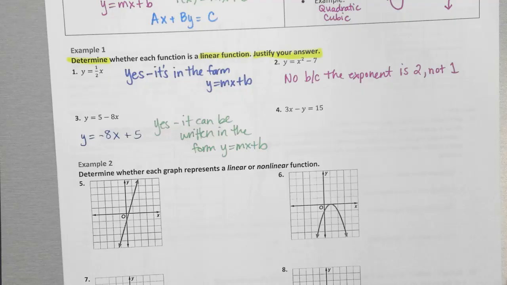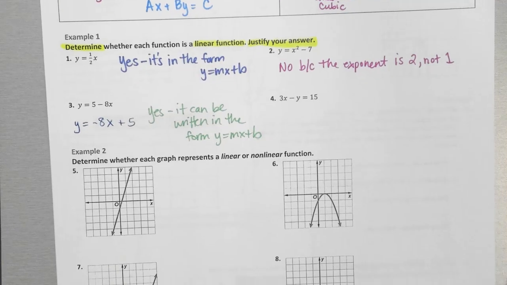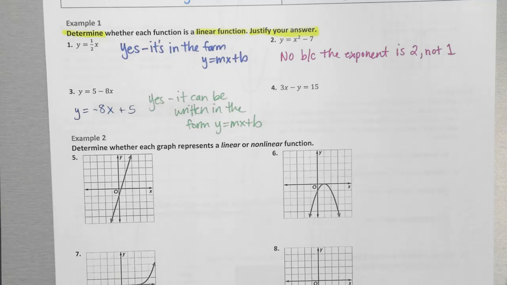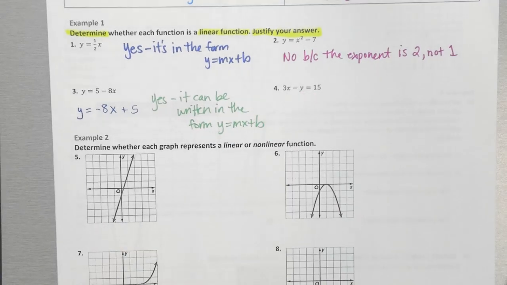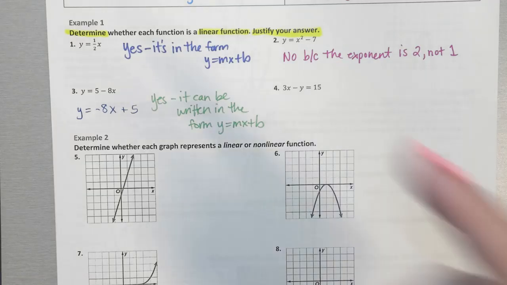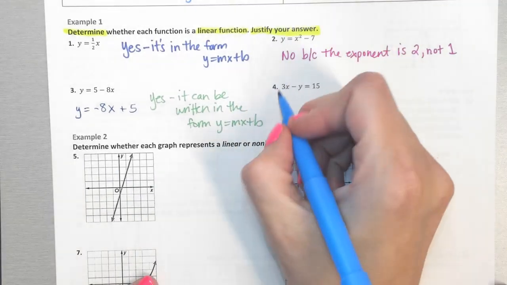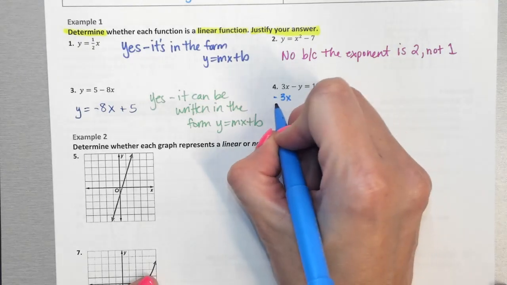Y equals mx plus b. So yes, it can be written in the form y equals mx plus b. Okay. Now this one, there's a few different ways you could do that. Some of you might notice that that's in standard form, and I'm fine if you say yes, it's written in the standard form for a linear equation.